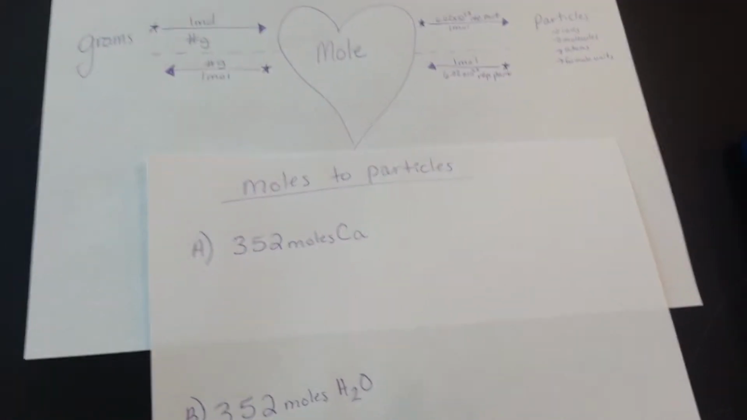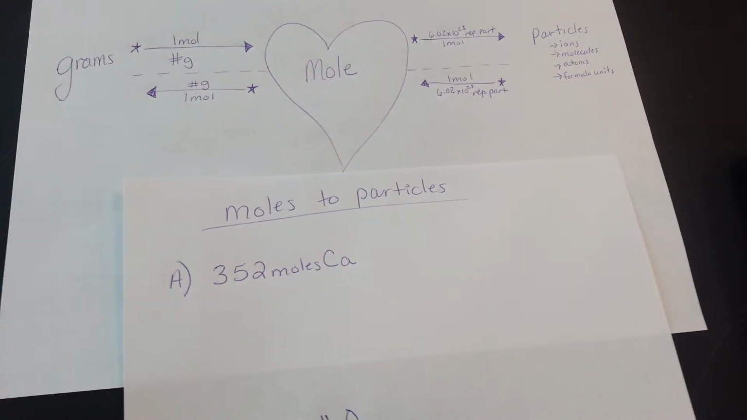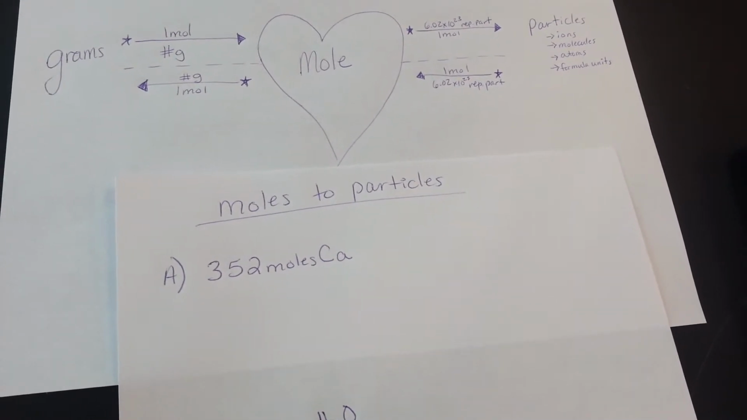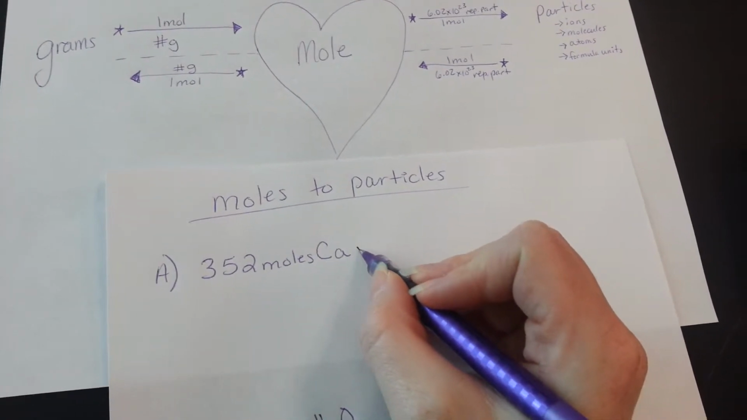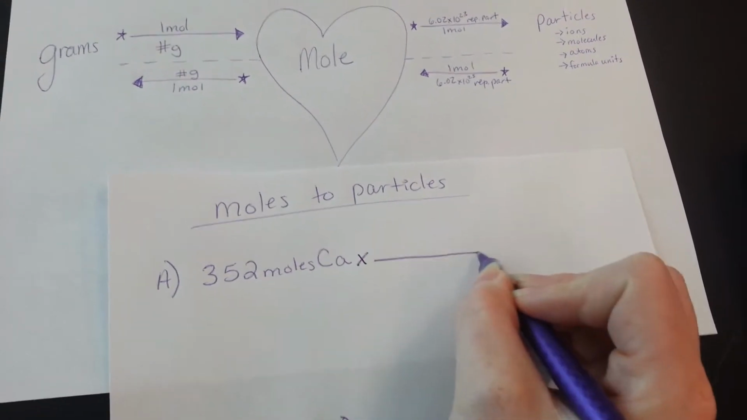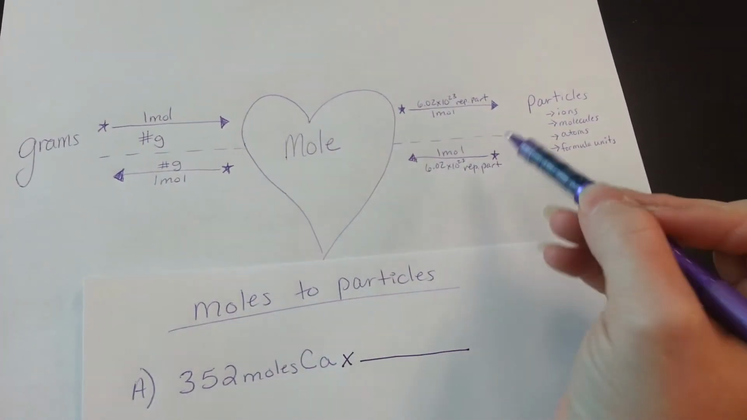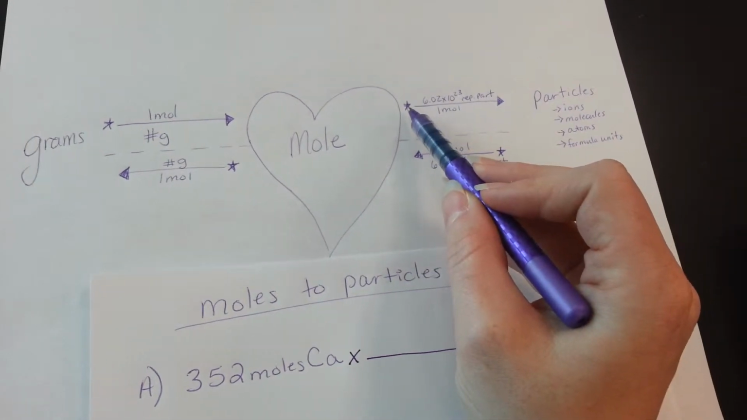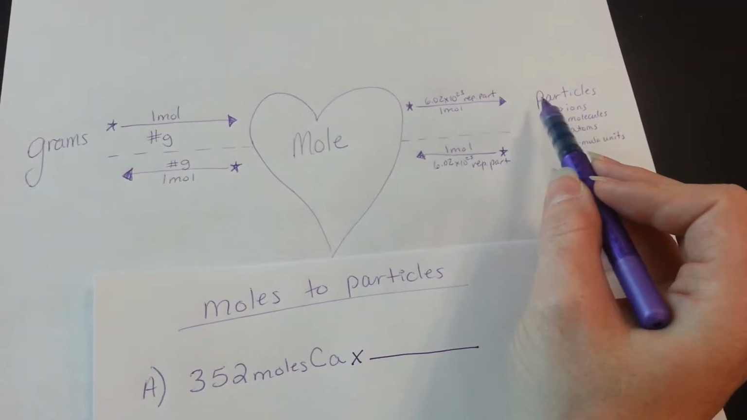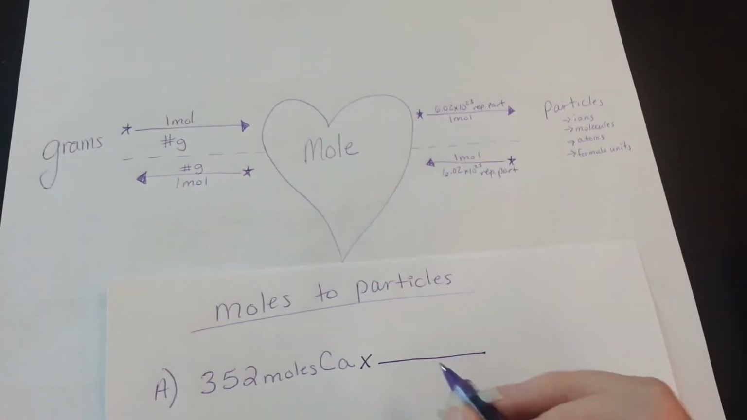So for these 2 problems, in the first one we've been asked to change 352 moles of Ca to particles of Ca. Now Ca is calcium. Calcium is an element, so its representative particles will be an atom. Now, if we look at our mole heart, we are starting here. And I'm asking you to get to particles, which is on the right side. So you will use the conversion going from mole to particles. So Avogadro's number will go on top and 1 mole will go on bottom.